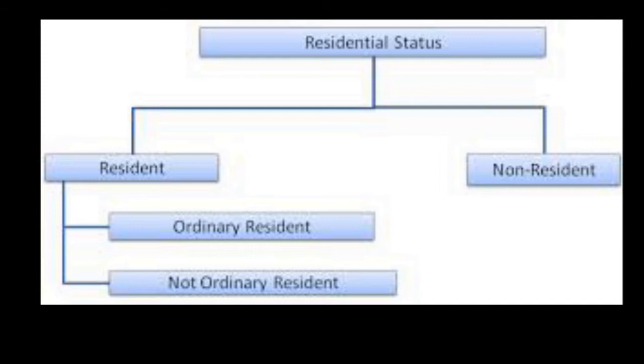The first basic condition for determining the residential status of an individual is: the person who is in India in the relevant previous year for 182 days or more. According to this assessment, the relevant previous year is 2019-20. The person who is in India for a period of 182 days or more in the previous year, that is 2019-20, which starts on 1/4/19 and ends on 31st March 2020.